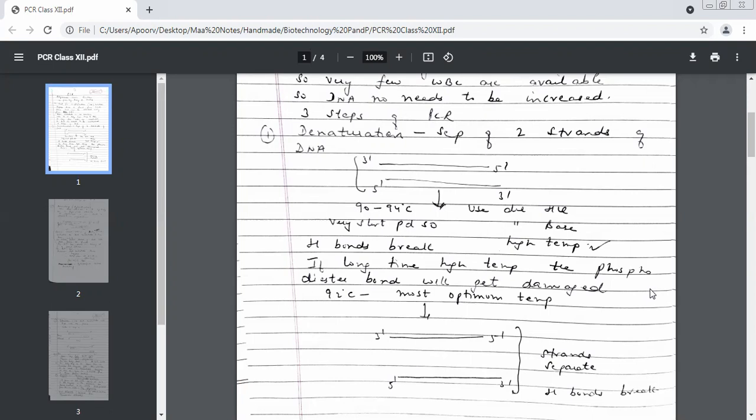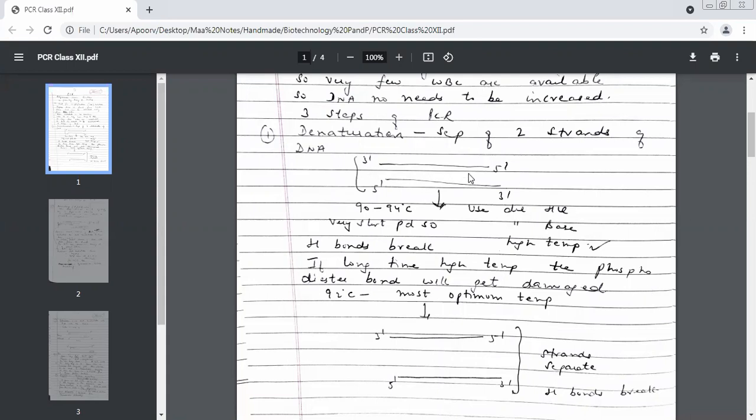I just told you the reason. Now you tell me why it should be heated for a short time only, not for a long time. Because if it is heated for a long time, then phosphodiester bonds will also break. We need to break only which bonds? Hydrogen bonds. And if we heat it for long, which bonds will also get damaged? Phosphodiester bonds.